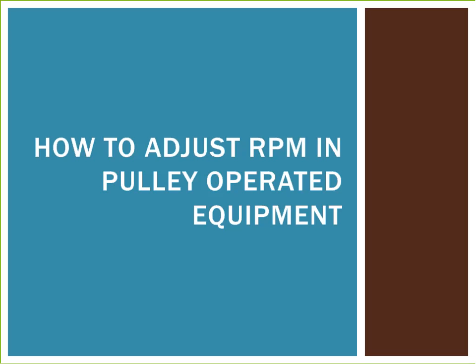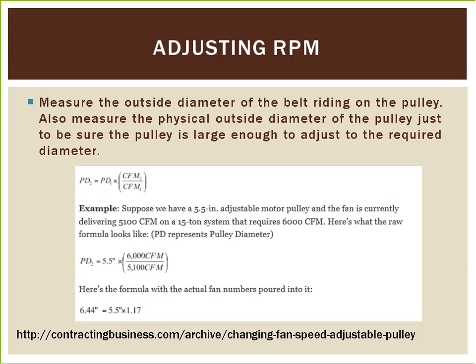Next, we will review how to adjust RPM in pulley operated equipment. Fan law 1 is applied to adjust RPM in pulley operated equipment. First, measure the outside diameter of the belt riding on the pulley. Also, measure the physical outside diameter of the pulley just to be sure the pulley is large enough to adjust to the required diameter. In our example on the screen, suppose we have a 5.5-inch adjustable motor pulley and the fan is currently delivering 5,100 CFM on a 15-ton system that requires 6,000 CFM. Calculate the new motor pulley diameter.